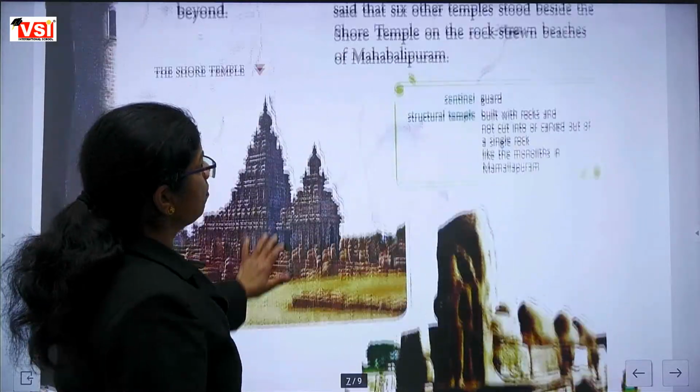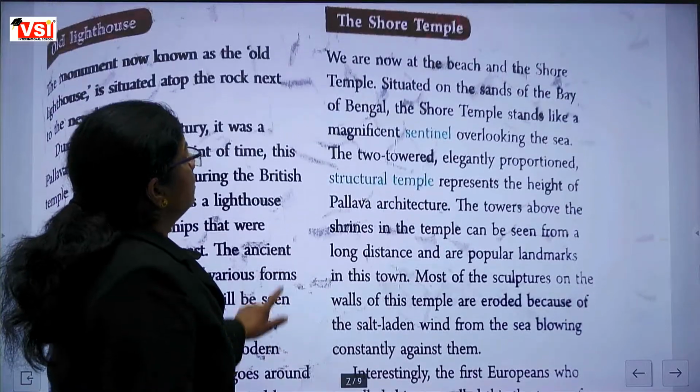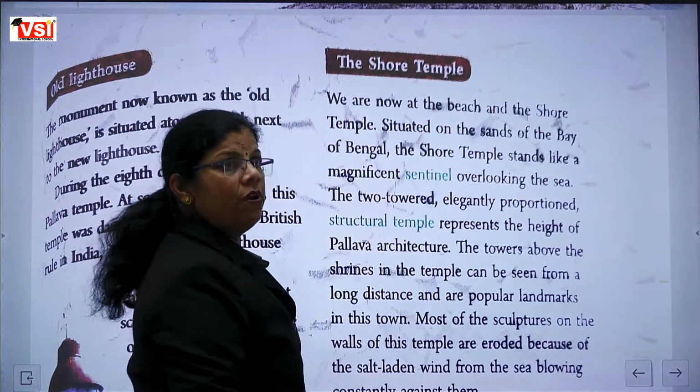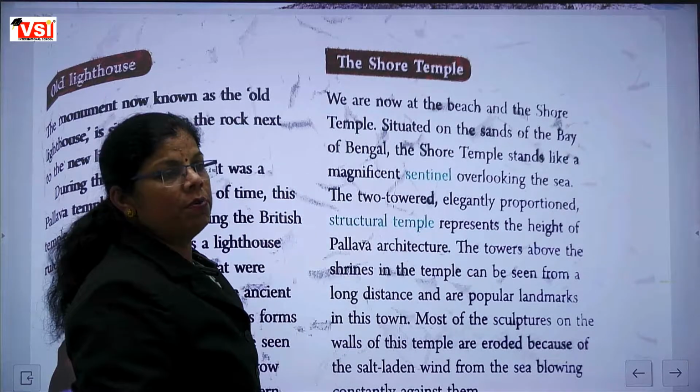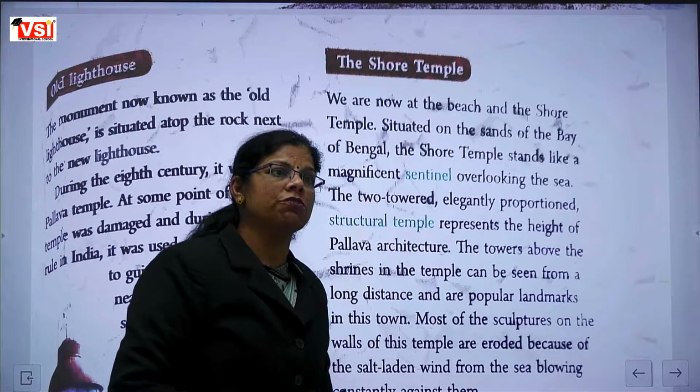Now we are coming to the right side of the text. Next is the Shore Temple. Shore is called, coast को shore भी बोलते हैं. Coast is called समुद्र का किनारा जो होता है, that is called coast also, that is called shore also.